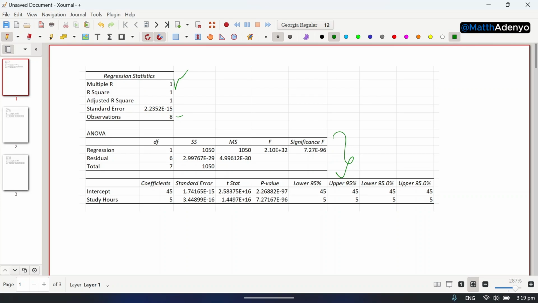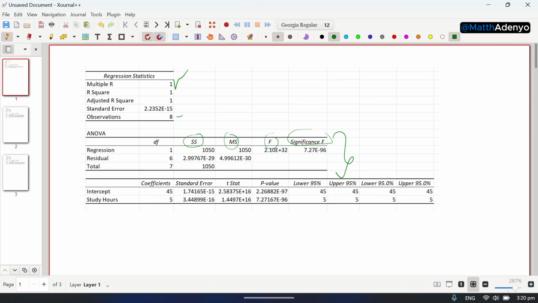And then the regression. Now the regression, the first one is the degree of freedom, and then the residual. Now you can see that here we have SS and then the MS, and then we have the F, and then the significance F. So let's take them one by one. The SS means sum of square, and it explains the total variation in the dependent variable by the regression model.